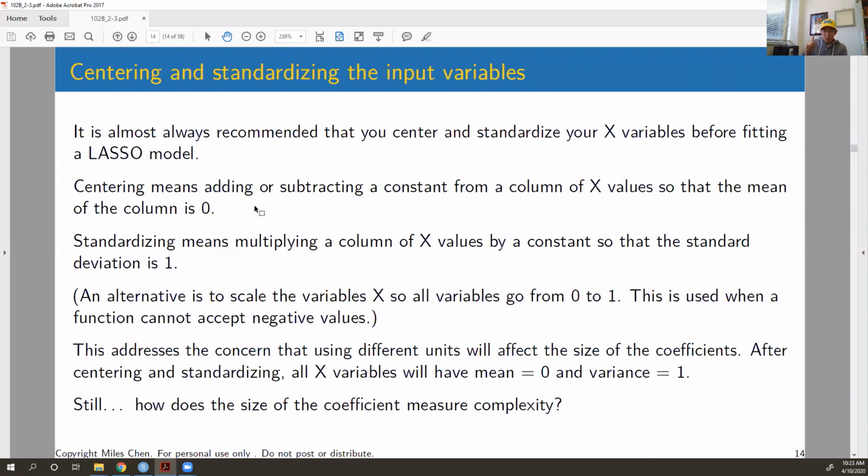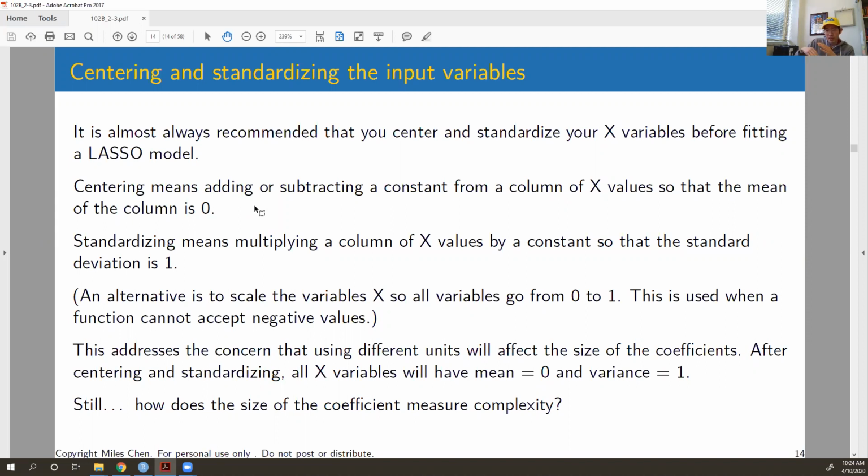One is that we don't want to say the complexity is based on what unit you use. If somebody uses centimeters and somebody else uses meters, the person who uses centimeters will probably have smaller coefficients, and the person who uses meters will probably have bigger coefficients. We don't want to say that just because you chose a different unit, you're going to have a more complex model. To address that, we almost always recommend that you center and standardize your variables.